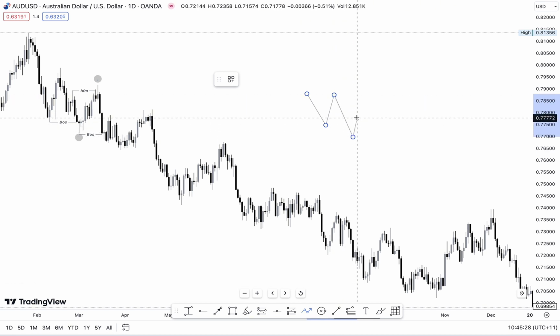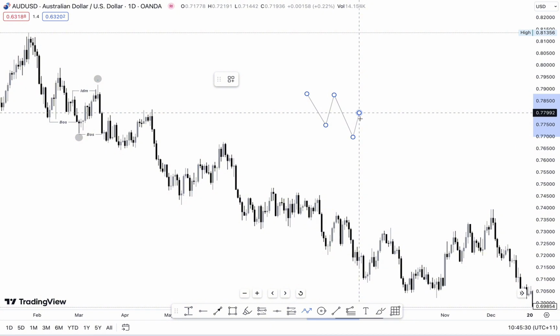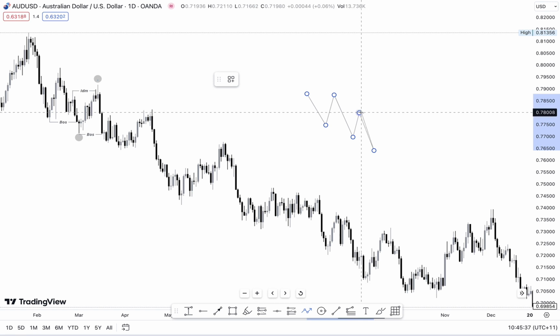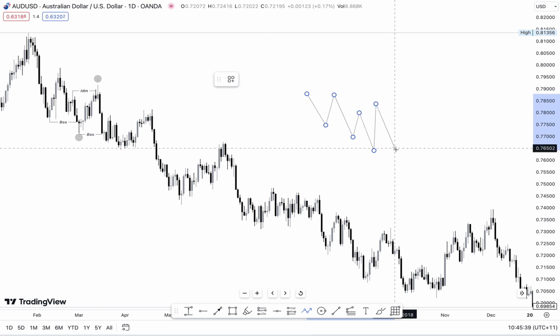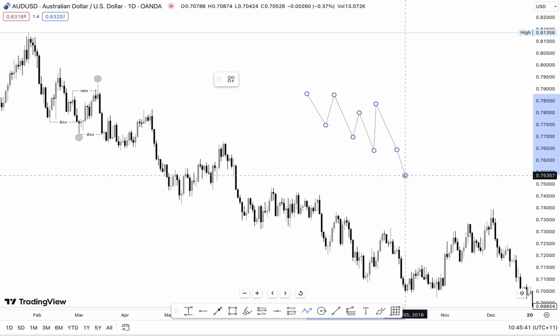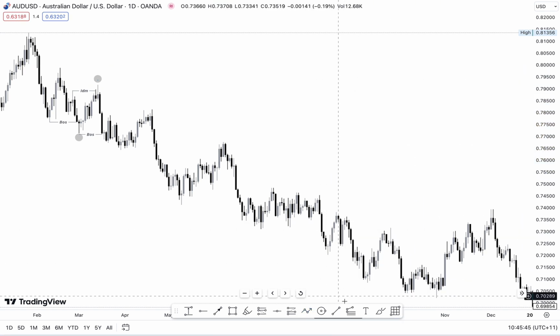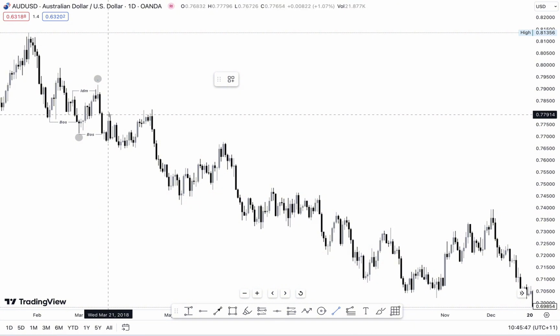Then we have this first pullback, which is here. Then break of this one. Then we have price like this, taking out this inducement. We have something like this. Correct? So this is our first pullback here.